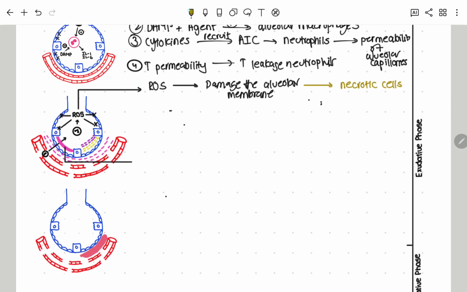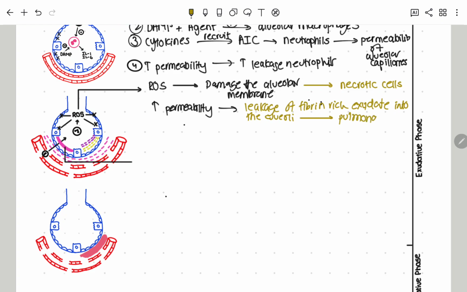Then the other thing that results with increased permeability is, and this is another morphological change you need to know, the leakage of fibrin-rich exudate into the alveoli, which in turn, because you have some sort of fluid leaking into the alveoli, you have pulmonary edema.